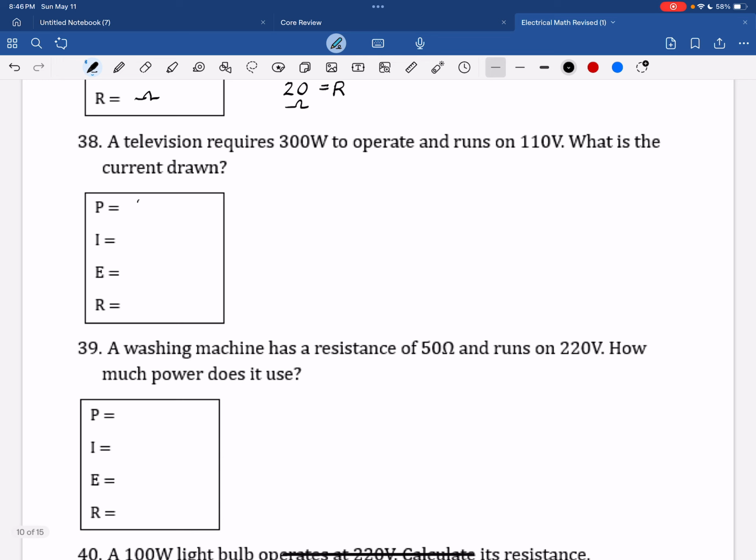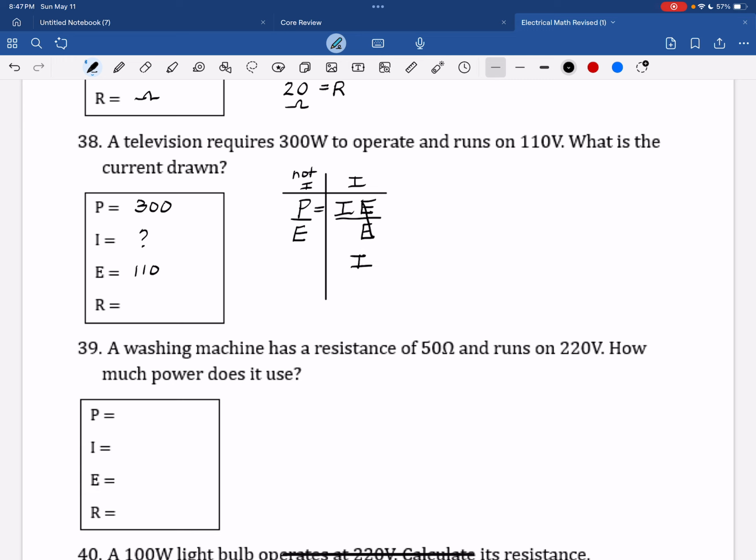A television requires 300 watts to operate and runs on 110 volts. What is the current drawn? So this time we do P equals IE. We are looking for I. So that means everything that's not I needs to be on this side, and that would be the E, that has to move.